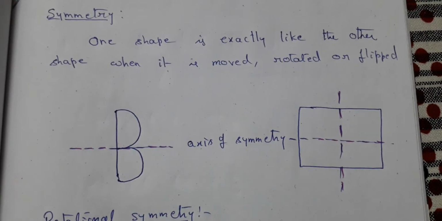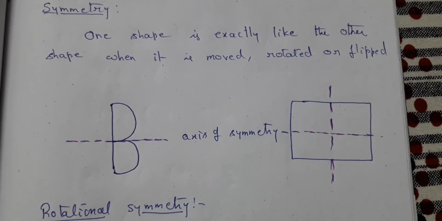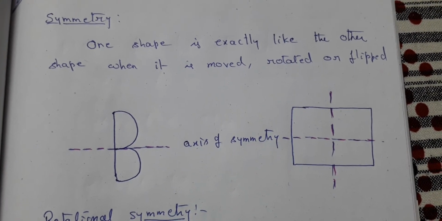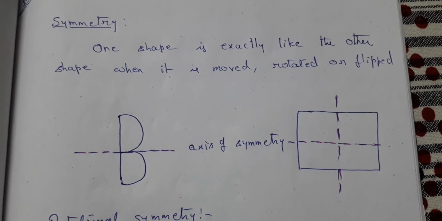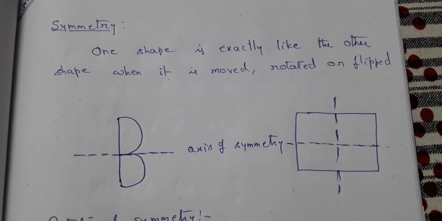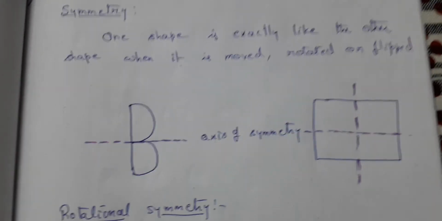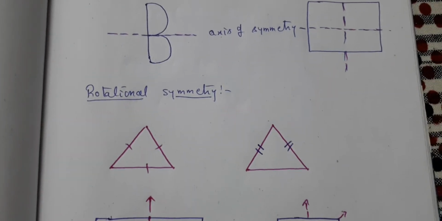So the line, or the imaginary line, about which either on unfolding, on rotating or on flipping, the body shows the symmetrical properties, we call that the axis of symmetry. Okay, so now the next one is rotational symmetry.